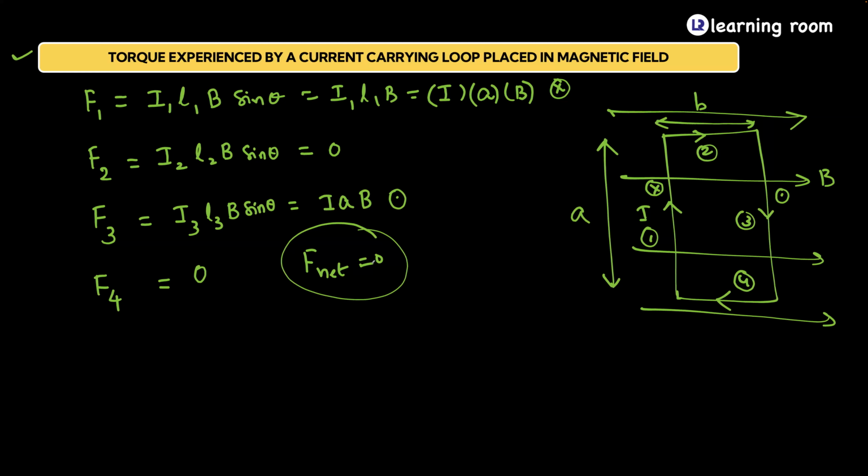That is why if you see the topic, it is not speaking about net force, rather it is speaking about the net torque. Meaning, what will happen to this kind of a loop is, it will not have any translatory motion, but it will have a rotational motion. Why? We will see.